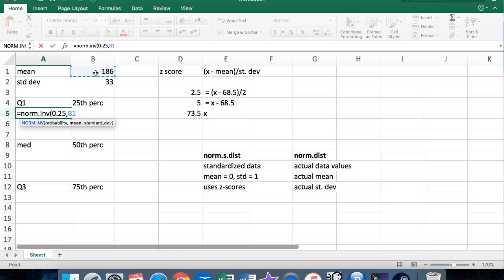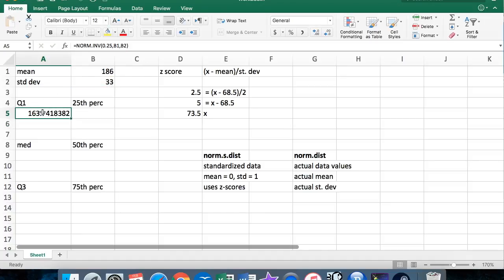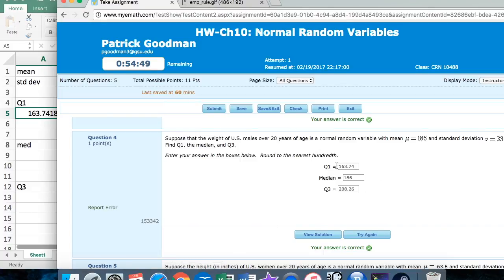Our mean is 186, so I just click on it, and then our standard deviation is 33, so I just click on that as well. And there we go, 163.74, and that's what I put in there. Okay, now let's keep going on.